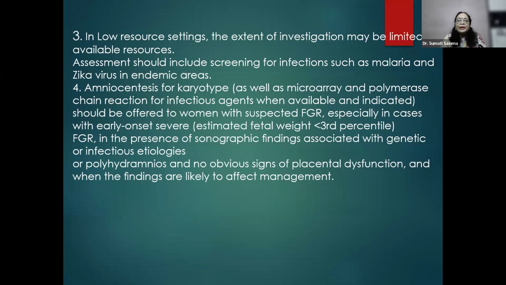Amniocentesis for karyotype as well as microarray and PCR for infectious agents, when available and indicated, should be offered to women with suspected FGR, especially in cases of early onset severe FGR, in presence of sonographic finding associated with genetic or infectious etiology, or polyhydramnios and no obvious sign of placental dysfunction, and when the findings are likely to affect management.